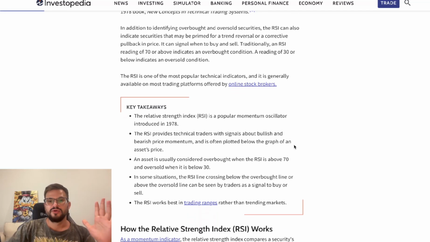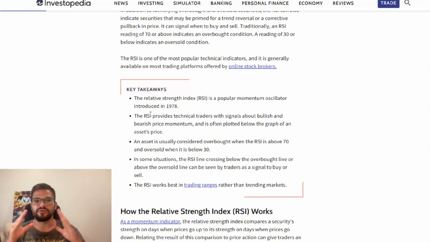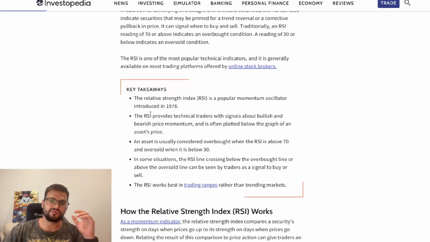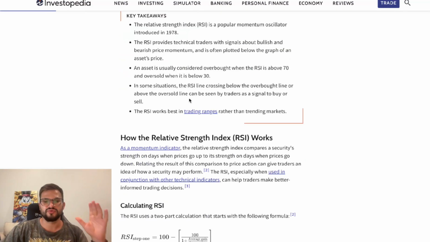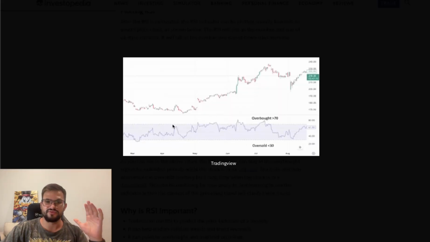So right now we can see the RSI provides technical traders with signals about bullish and bearish price momentum, and is often plotted below the graph of an asset's price. I've talked about it in my previous videos, usually the RSI is somewhere in this area right here. So the RSI is below the chart. Here we have the chart of the investment, be it a stock or a cryptocurrency. And usually the RSI, if you have it turned on, is down below here.